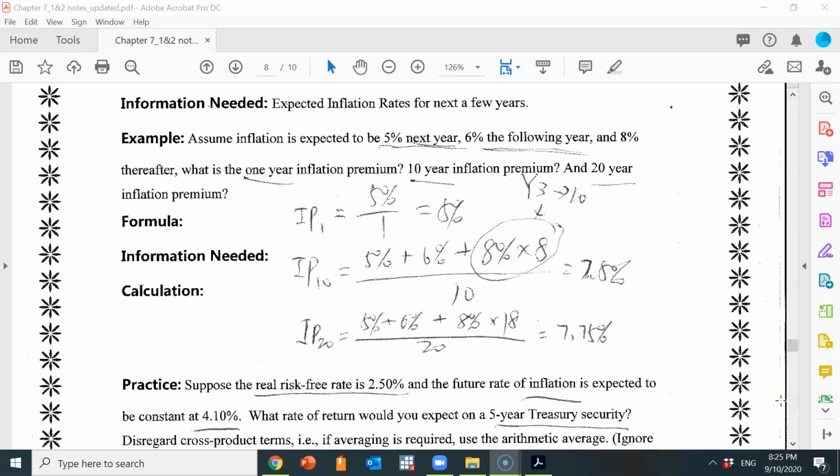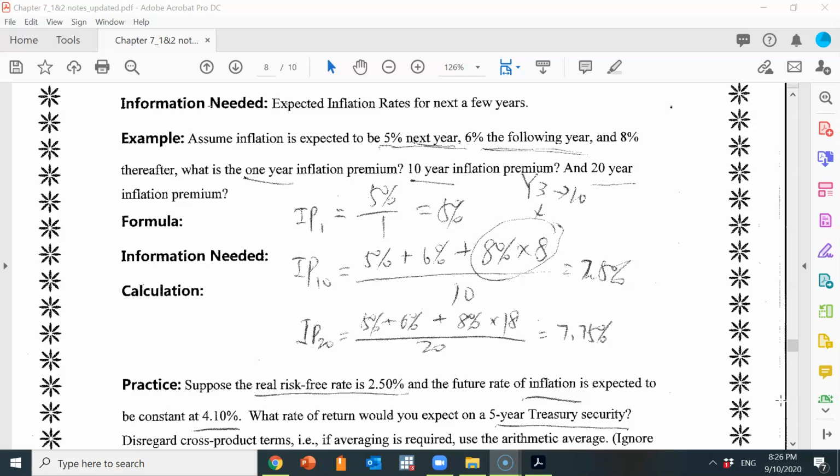Hi class. So in the last video for chapter 7 class 1, we talked about some basic concepts for interest rates and the determinants of interest rates. We had two groups of concepts. The first is nominal rate versus real rate: nominal rate minus inflation rate equals real rate. The other group is risk-free rate versus real risk-free rate: the nominal risk-free rate minus inflation equals the real risk-free rate.